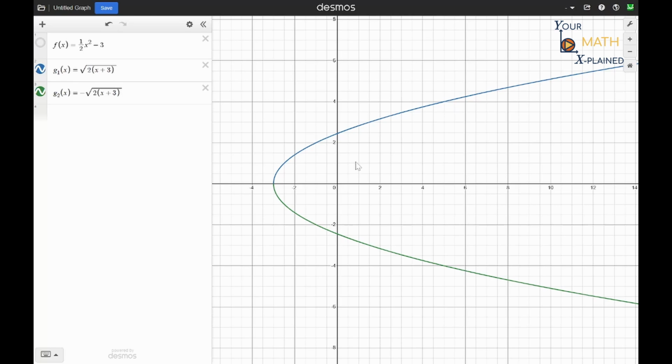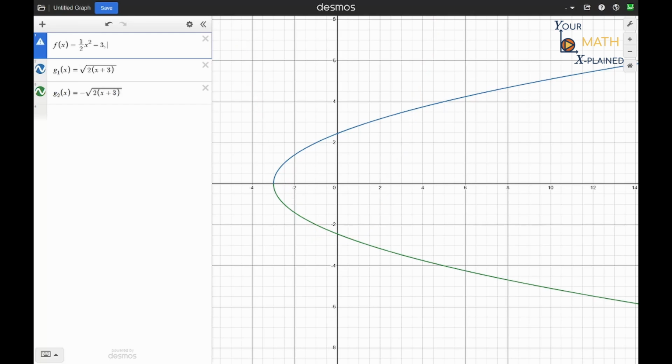So if our inverse function doesn't pass the vertical line test, then that means our original function, which is up here, is not going to pass the horizontal line test. So therefore, we must restrict the domain of the original function so that it passes the horizontal line test. And this is what we call one-to-one. So we're going to go back to our original function f of x, and we're going to add a domain restriction so that it passes the horizontal line test.